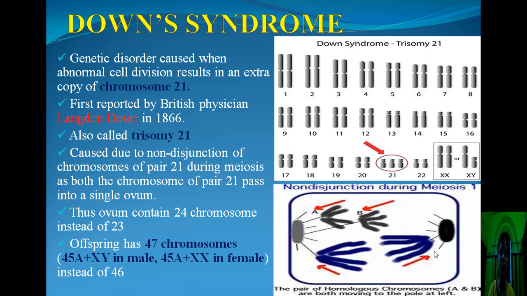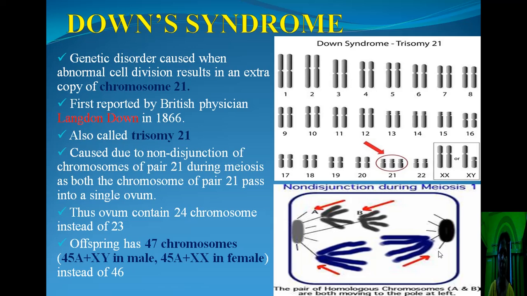This is caused due to the non-disjunction of chromosomes of pair 21 during meiosis, as both the chromosomes of pair 21 pass to a single ovum during gamete formation. In case of female, the two 21 chromosomes are going to one egg. Another female gamete does not contain any 21 chromosome. The ovum contains 24 chromosomes instead of 23.